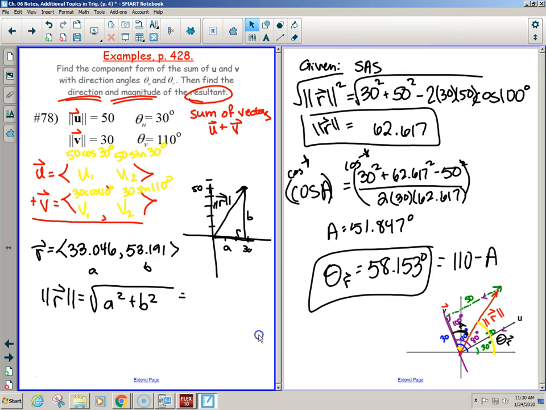What do you get? Square root of the 33-ish guy squared plus the 53-ish guy squared.